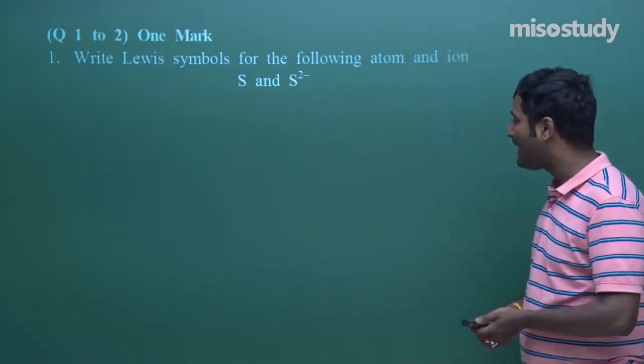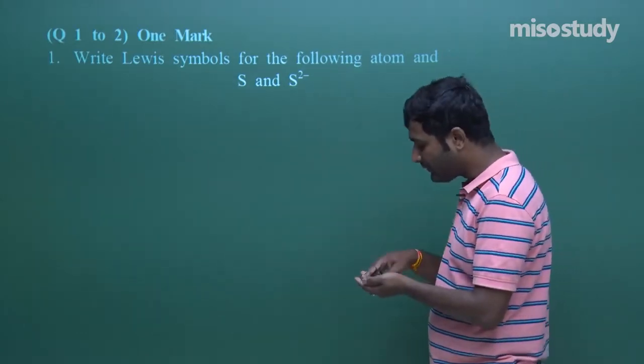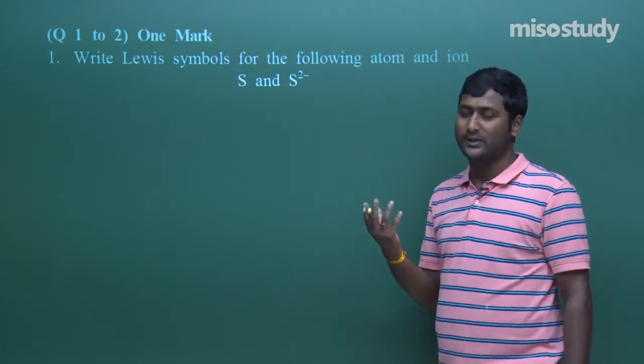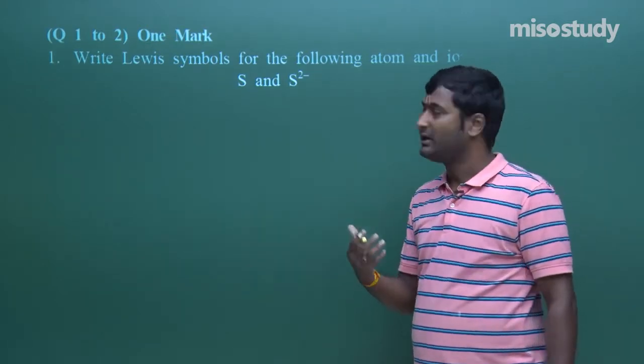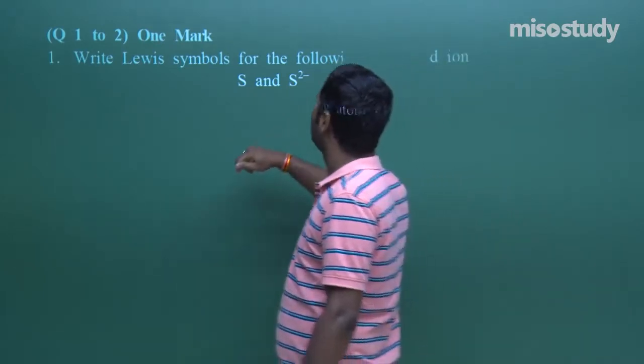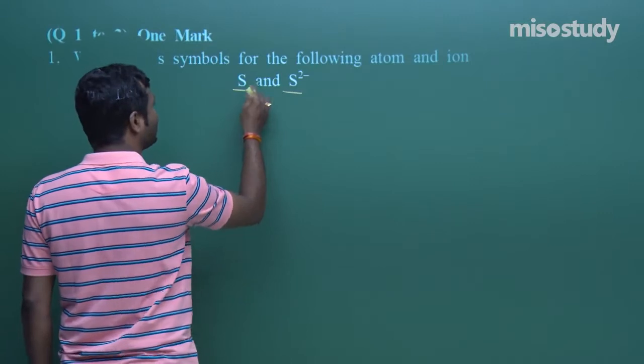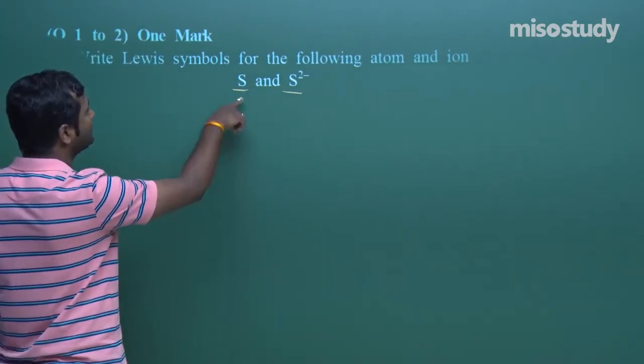Look, this is a 1 mark question. So we have to reply to this question within a limit of 20 words. Now, write the Lewis symbol for the following atom. We do not need to write anything besides the symbol. What is the symbol of sulfur?